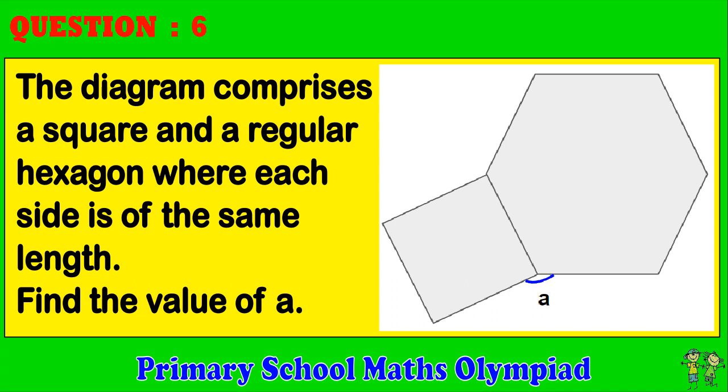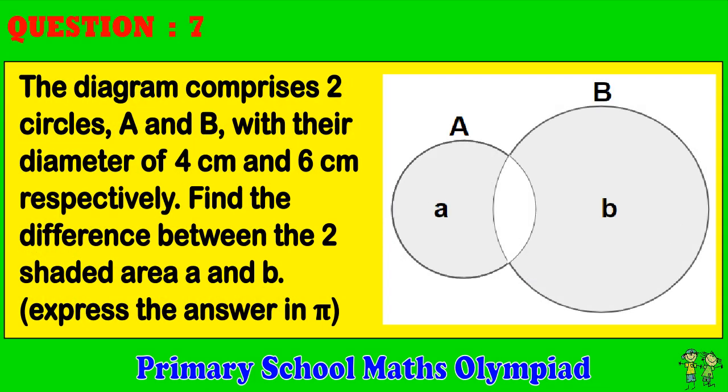Question 6. The diagram comprises a square and a regular hexagon, where each side is of the same length. Find the value of A. Question 7. The diagram comprises 2 circles, A and B, with a diameter of 4 cm and 6 cm respectively. Find the difference between the 2 shaded areas, A and B. Express the answer in pi.